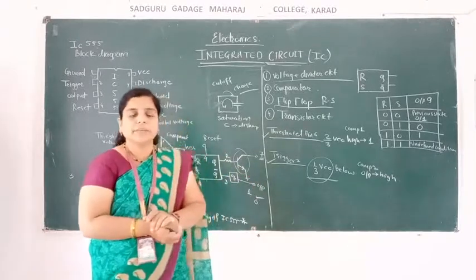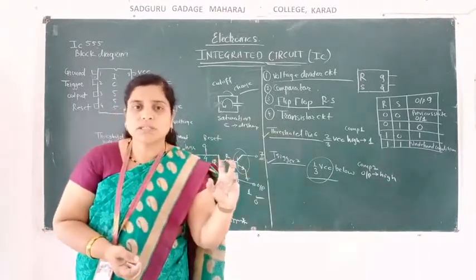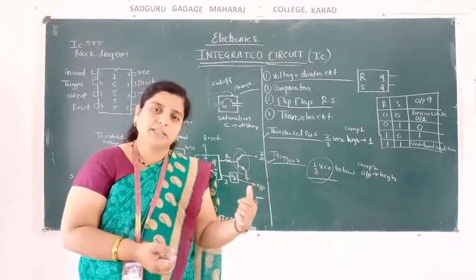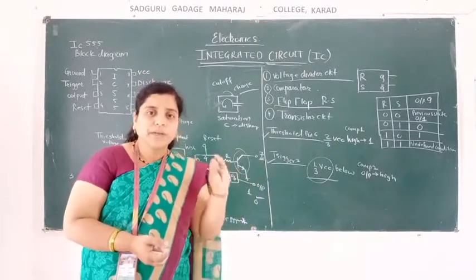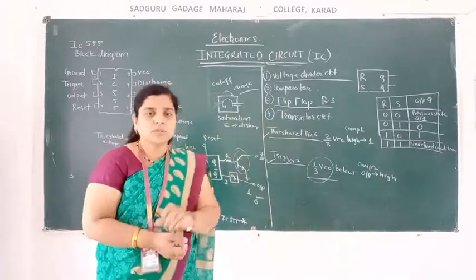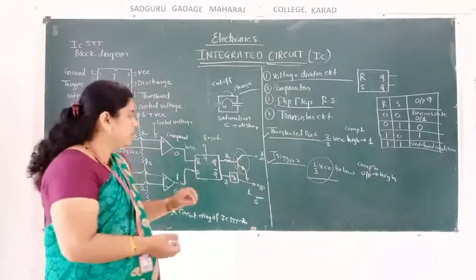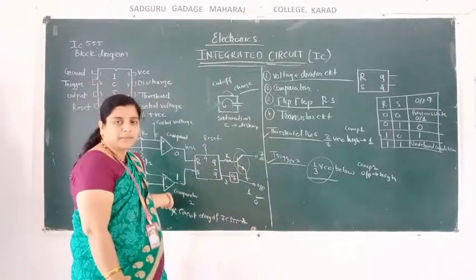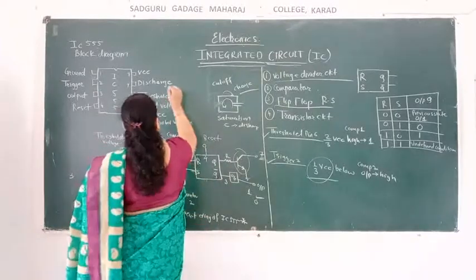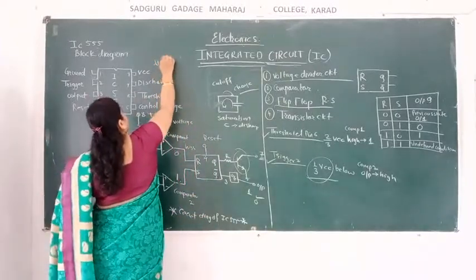Okay. So the function of a capacitor is always to store charge. When that charge is used, it will be discharged. Again it will be charged when the transistor is in the cut-off state. Okay. So this is the function or working of the IC 555. It is also called the timer circuit.